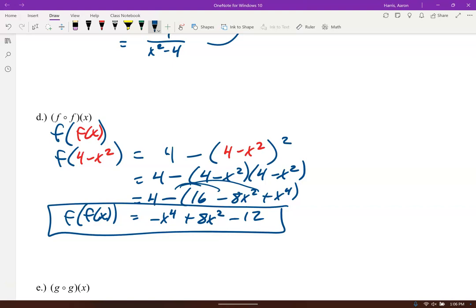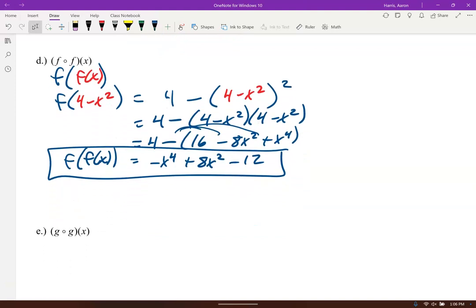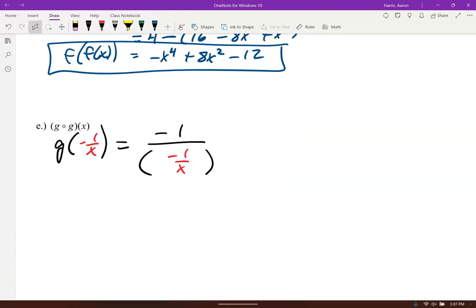And finally our last one, g of g of x. Remember, g of x is negative 1 over x. So g goes into g. Well, g is negative 1 over x. But g goes in. So that's negative 1 over x. And I actually want to pause before I clean this up right here. This is the best point to actually analyze what x cannot be. X cannot be 0.